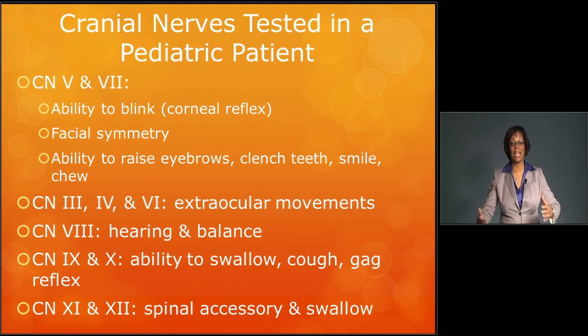Tell them to close their eyes and see how much they sway. Those would be a few things you could do. Cranial nerves 9 and 10 are the ability to swallow, cough, and gag. And again, a school-aged child should be able to follow those directions. And then cranial nerves 11 and 12 would be spinal accessory and the ability to swallow.